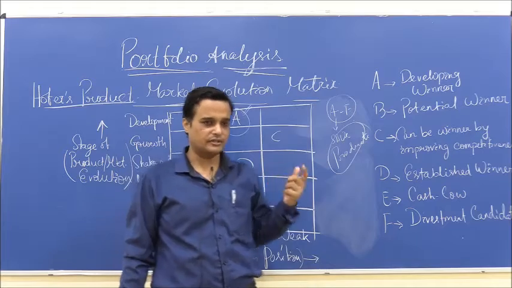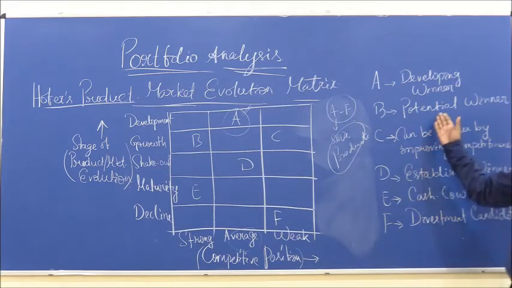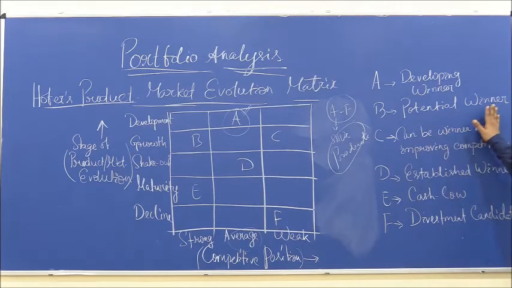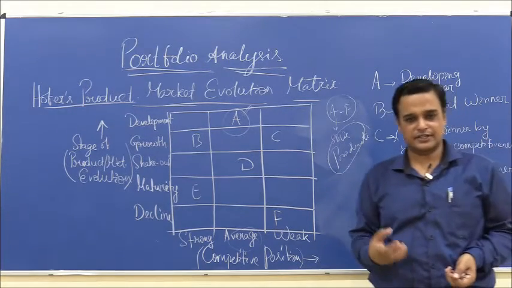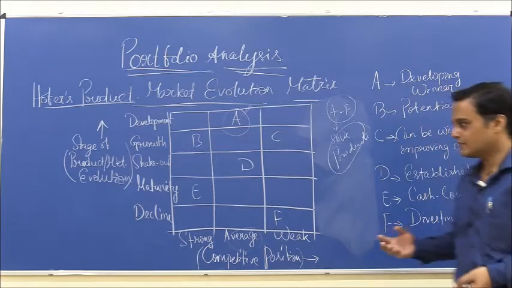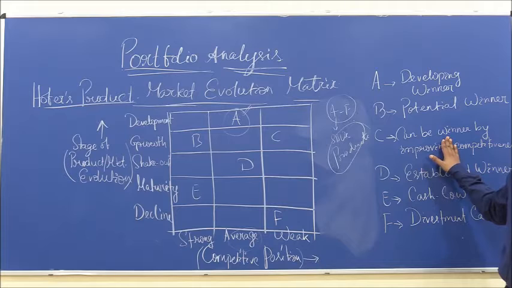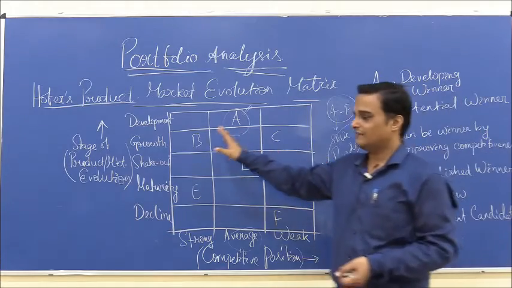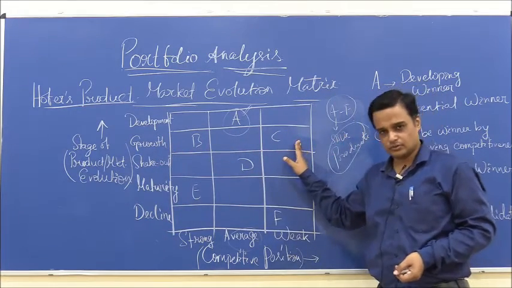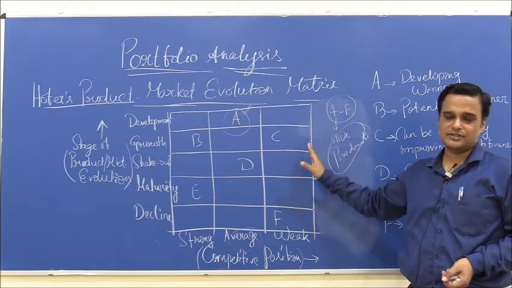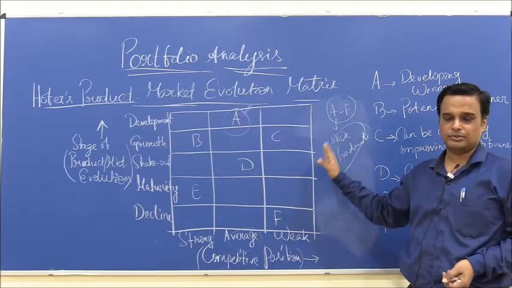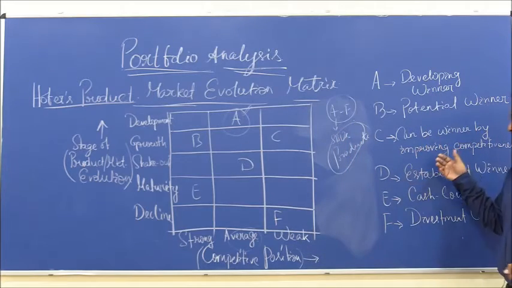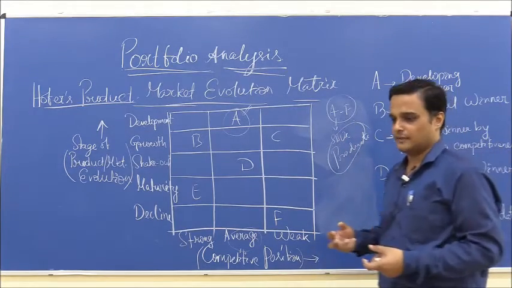Because this competitive position will dictate the strategy that the company adopts. B is a potential winner, and potential winners obviously will need nourishment, will need care, whereas C is a winner which currently has a weak position, but due to the growing environment it has potential also. But here the expenses, the attention, the time devoted are going to be much more. So, C can be a winner by improving its competitive position or competitiveness.